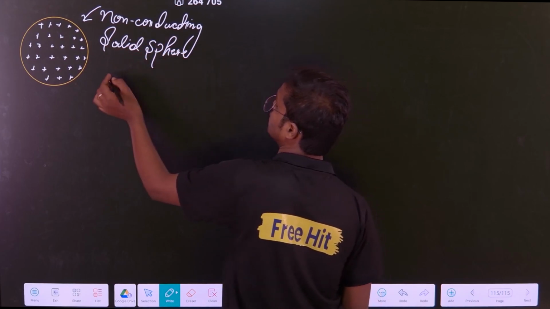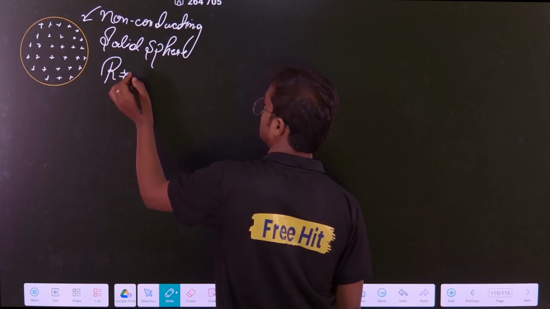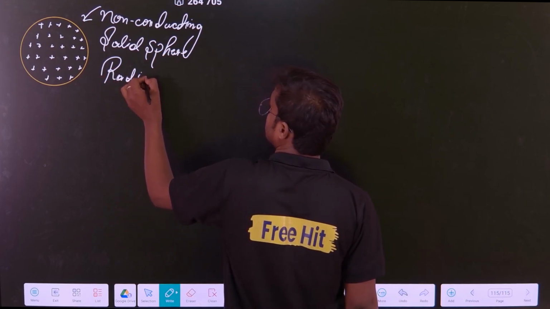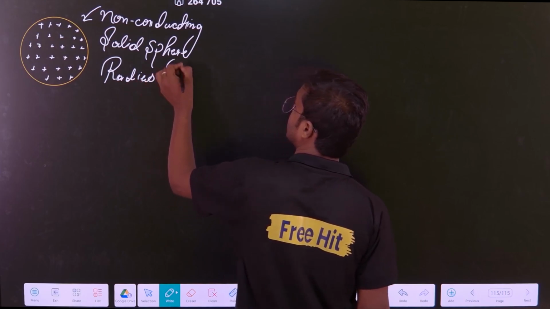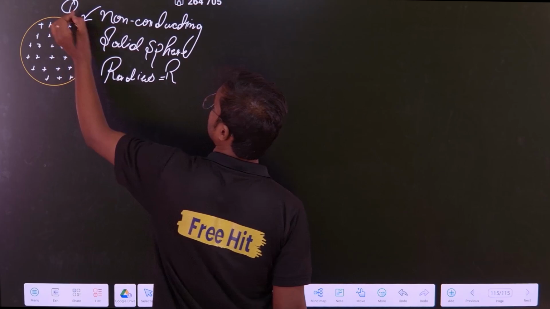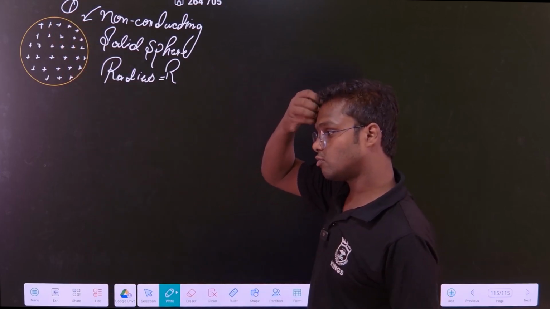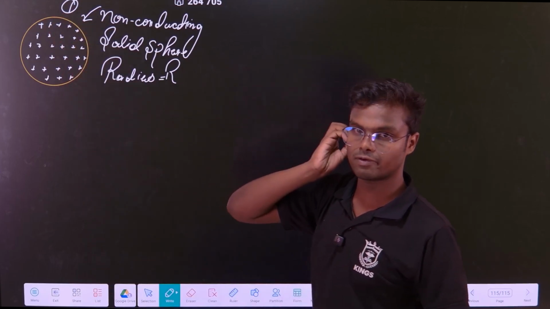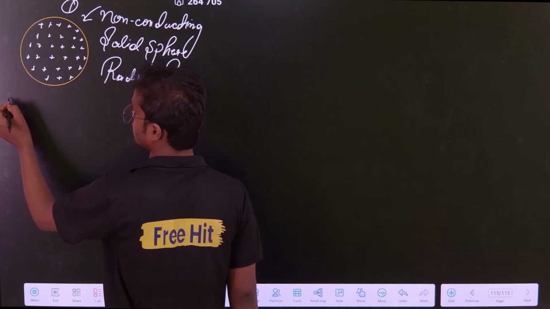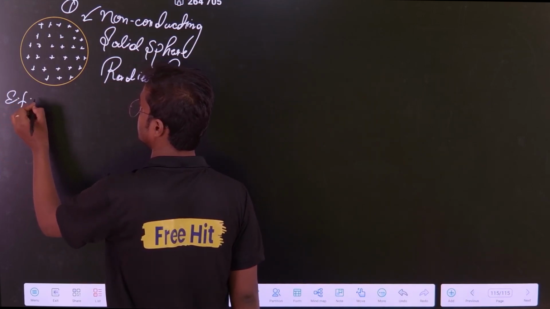I have given everything. The radius is capital R, and the charge is capital Q. Okay. Now what is our aim? Our aim is to find the electric field inside and outside, and then the potential. Clear? So first do the calculation of the electric field.